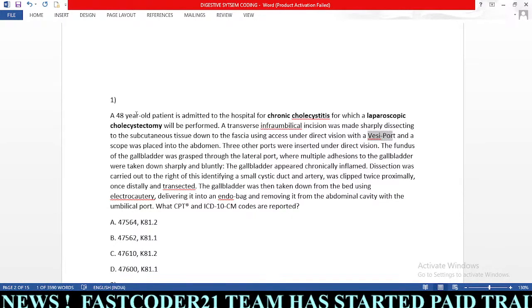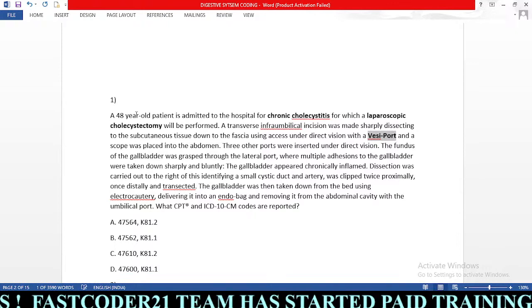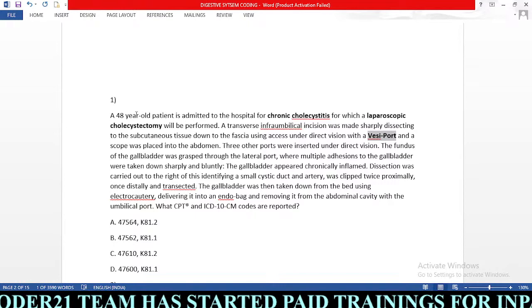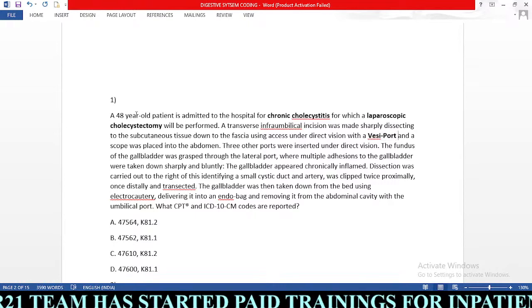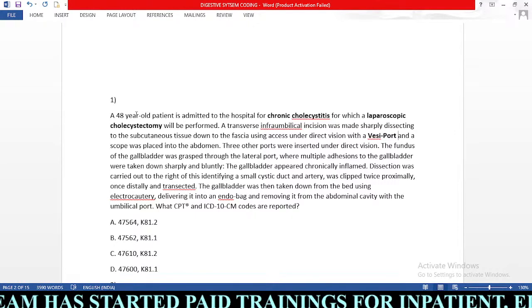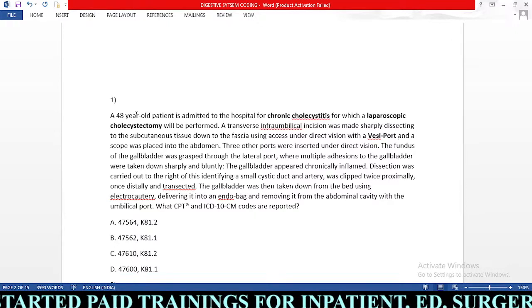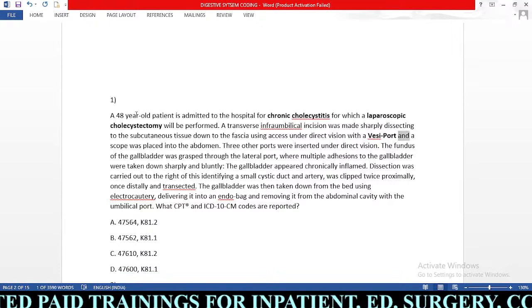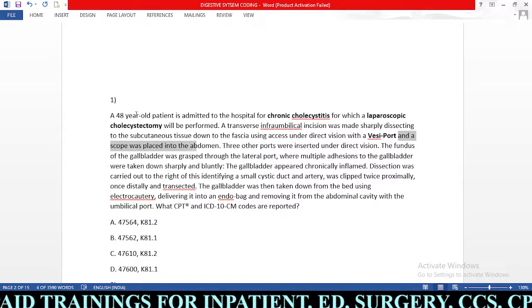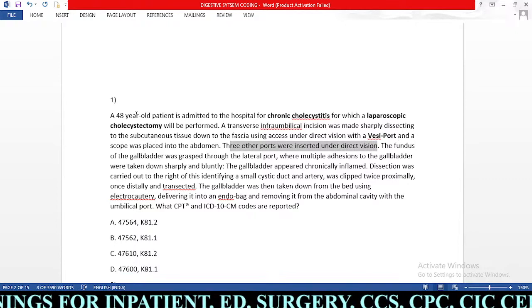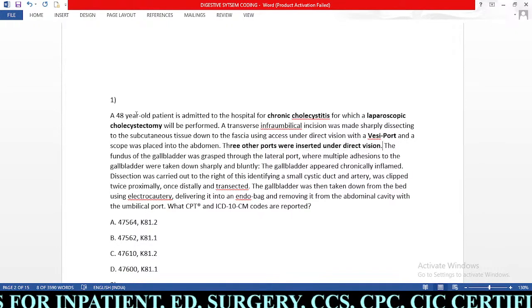This is one keyword for a laparoscopic procedure. Basically, in laparoscopic procedures, the physician will use ports in order to insert the camera. So if you see port in any operative report, it will be a laparoscopic procedure. A scope was placed into the abdomen. Three other ports were inserted under direct vision. This is also one keyword.